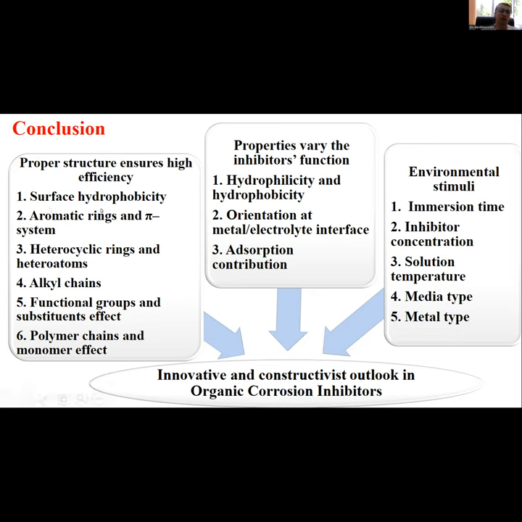The last one is structural parameters, for example, surface hydrophilicity, aromatic rings, or pi-system heterocyclic rings. If these pi rings or aromatic rings are more efficient, then your selected corrosion inhibitor would be the best. The next one, alkyl chain. This alkyl chain is also a factor, because the alkyl chain promotes the hydrophobicity of corrosion inhibitors. The last one, functional groups, substituent effects, and polymer chain or monomer effects. These factors are also very important to develop corrosion inhibitors.